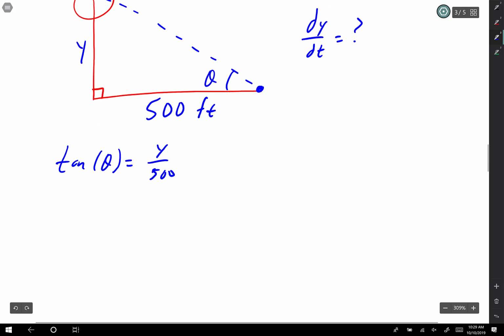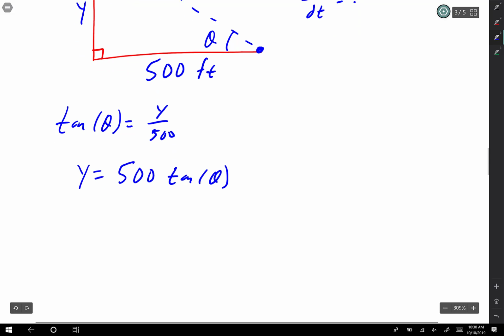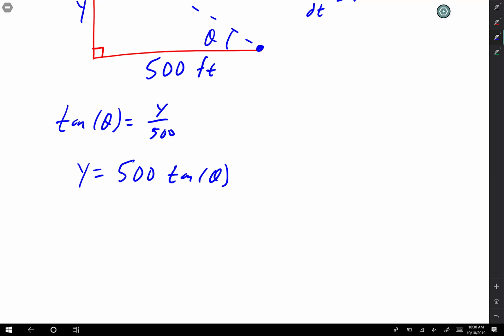All right, I'm going to make one better. I see y over 500. I want y by itself. How do I get y by itself? Multiply both sides by what? So I'm going to write it like this: y equals 500 tan theta. Now we're really good. It almost looks like an explicit function. It really kind of is. I'm going to be taking a derivative with respect to what letter? t, because I want dy/dt.